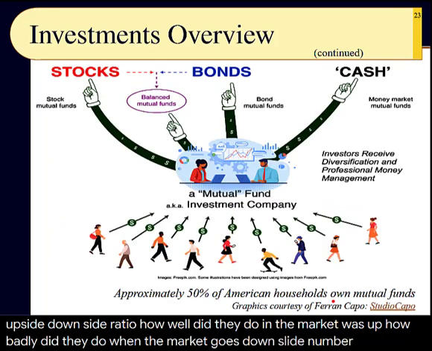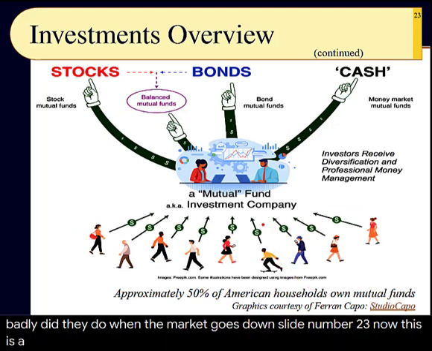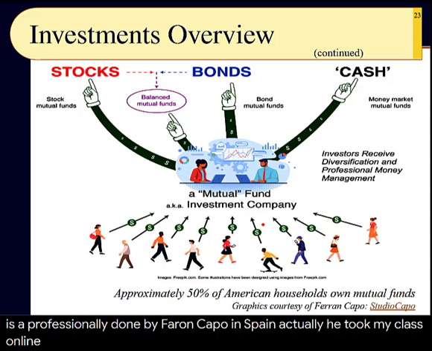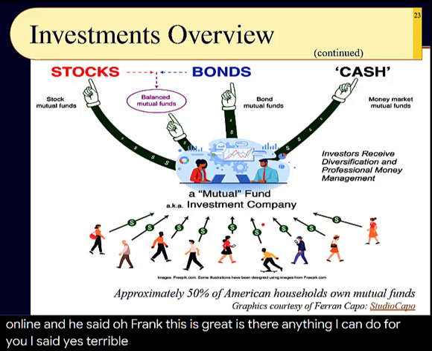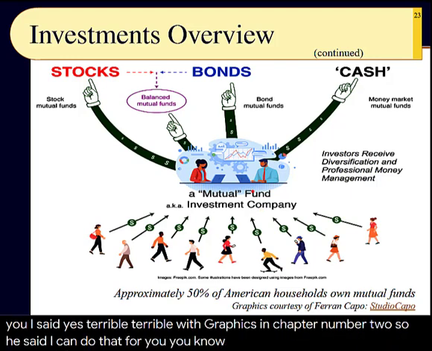Slide number 23. Now, this is professionally done by Ferran Capo in Spain, actually. He took my class online and he said, oh, Frank, this is great. Is there anything I can do for you? I said, yes, I'm terrible with graphics. Where do you see my mutual fund graphic in chapter number 2? He said, I can do that for you, as a way to repay me.